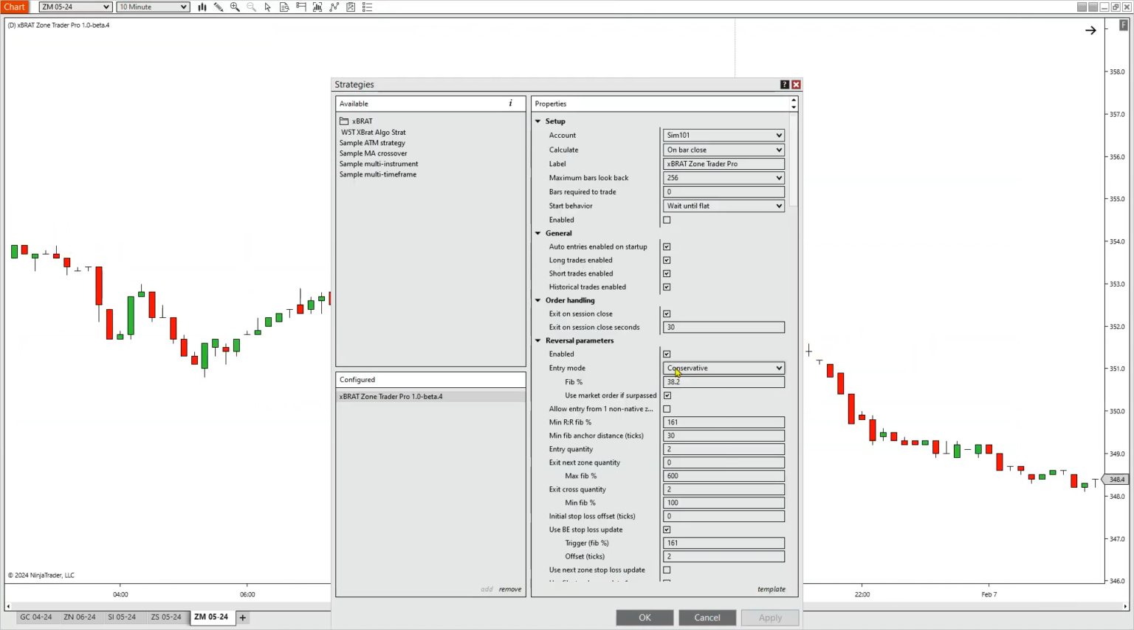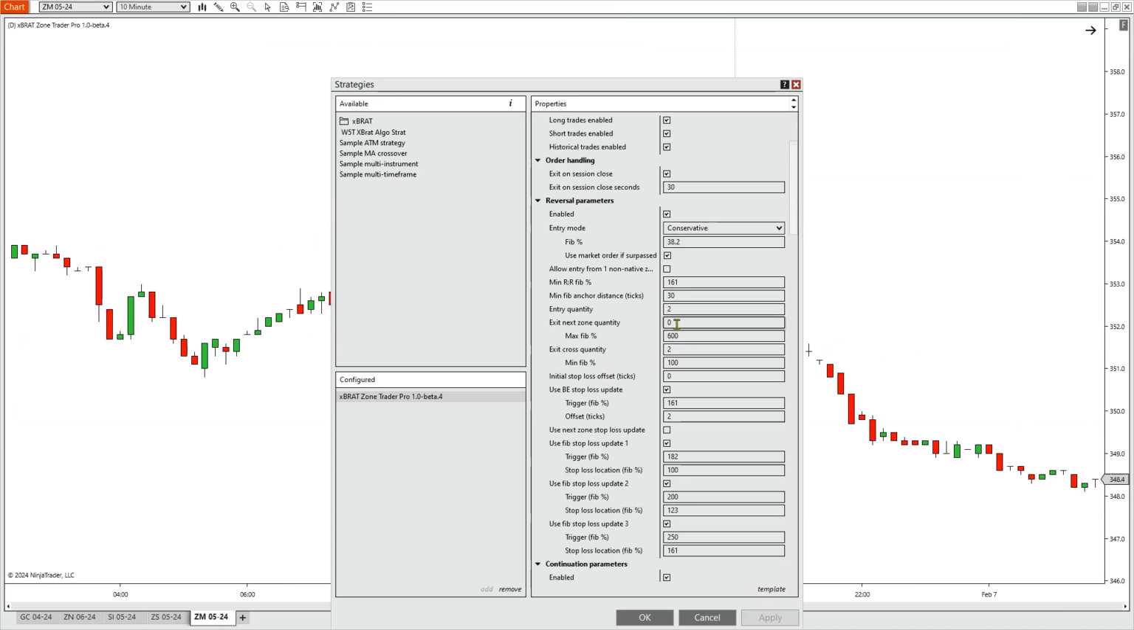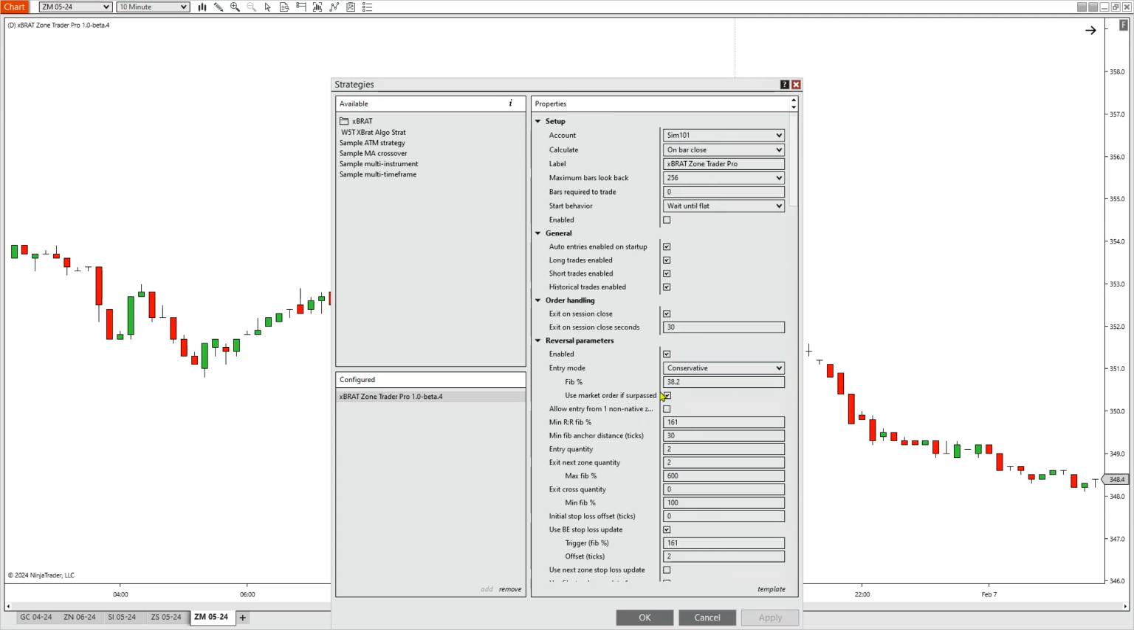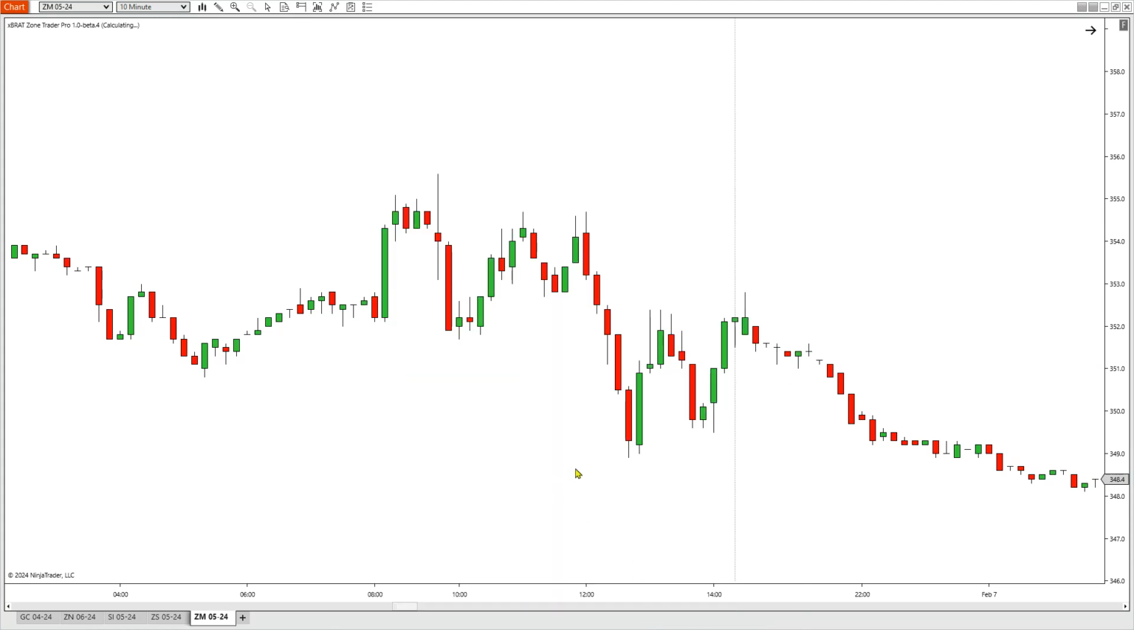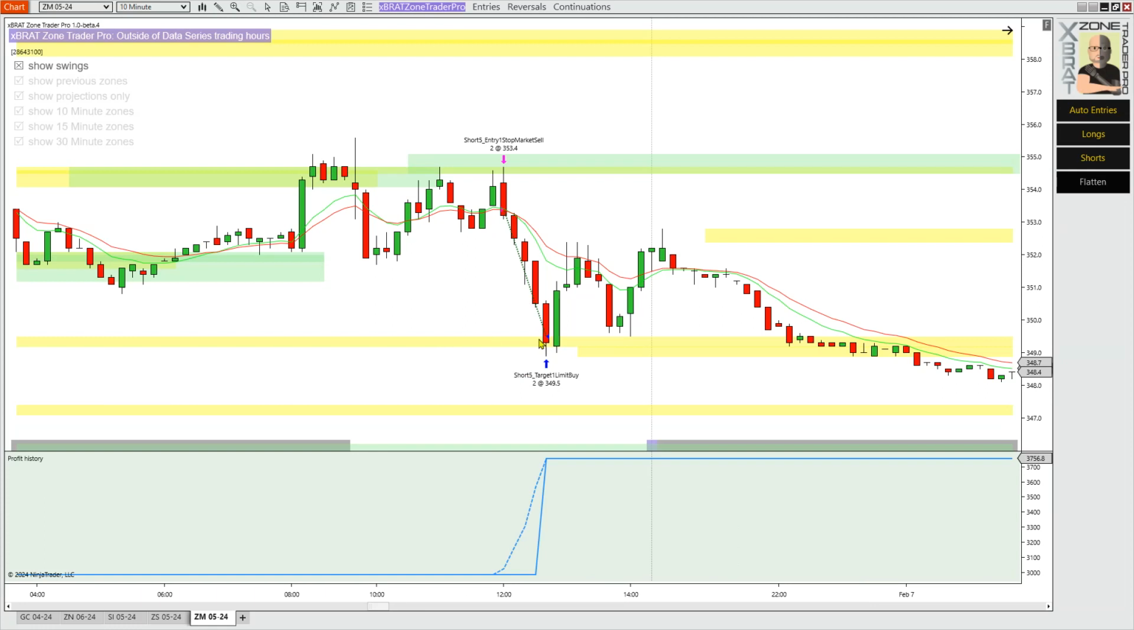And that's very important here. So we're going to take exit at next zone. We're going to change that to 2. I'm going to change that to 0. So I'm going to change for that reversal, because when this moves, it does move pretty quick. Okay, so there's that there.